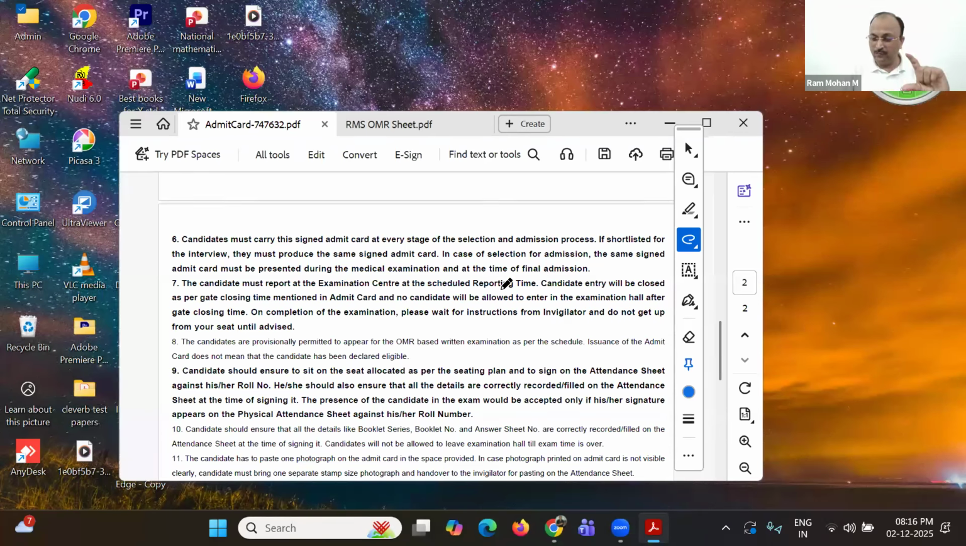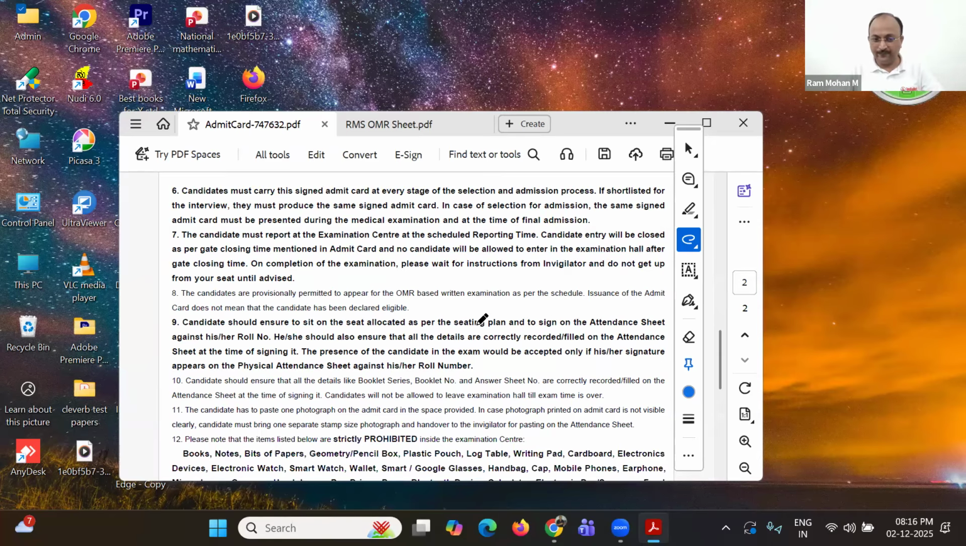And whatever photo you have pasted on your hall ticket now, the same photos you retain for later. The candidate must report at the examination center at the scheduled reporting time, and entry will be closed as per the gate closing time. On completion of the examination, please wait for instructions from the invigilator and do not get up from your seat until advised. Even once they collect the papers, don't get up.